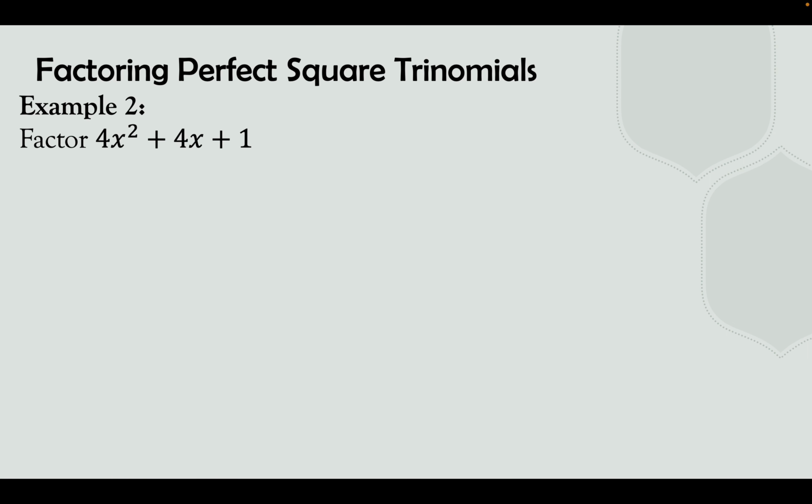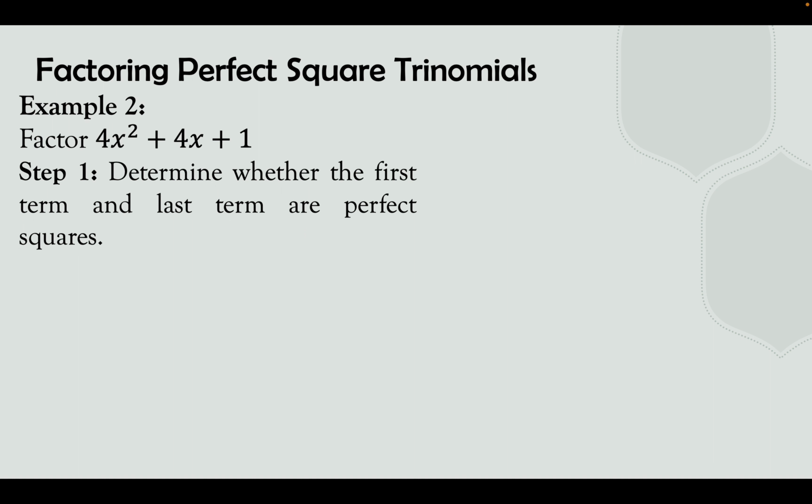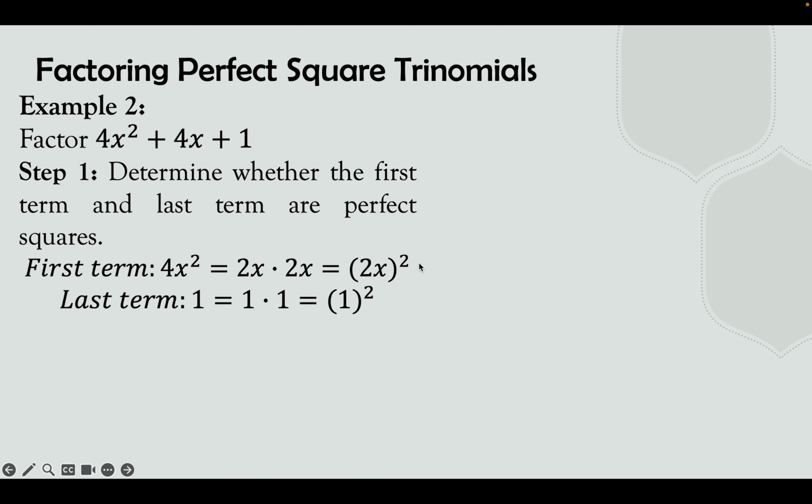Example number 2: factor 4x² + 4x + 1. Determine whether the first and last terms are perfect squares. The square root of 4x² is 2x, so 4x² is a perfect square, and in exponential form it is 2x times 2x, or (2x)². The last term is 1, and the square root of 1 is 1, so 1². Both are perfect squares.